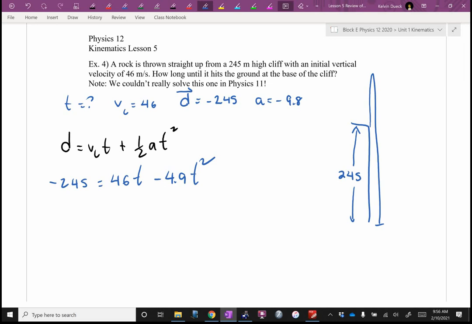Before I start to solve this, what's step zero? What about, make it equal to zero? Okay. I can plus the 245 over, or I can move these over. I have a habit of wanting this to be positive, just a personal preference. So I'm going to write this as positive 4.9t squared, take away 46t, and the negative 245 stayed where it was, so it just dropped down like a domino.